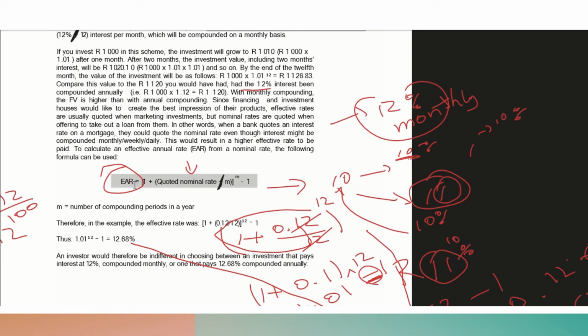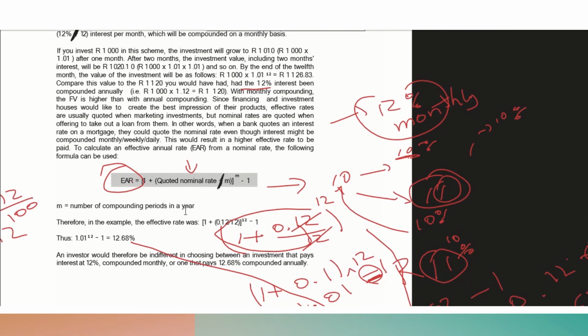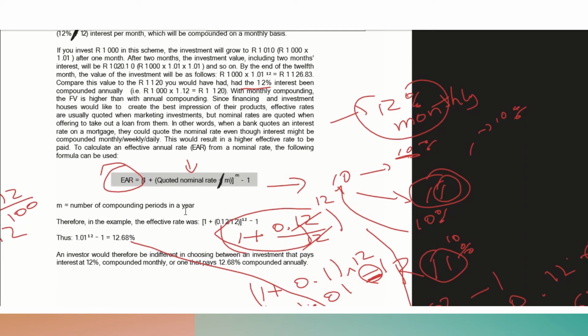So the formula, you're looking at the effective annual rate equal to 1 plus the quoted nominal rate. So the bank quotes you a rate, we call it the quoted nominal rate, in brackets, the quoted nominal rate divided by M, and M is the number of compounding periods in a year. So if they are quoting you a nominal rate of 12%, but that is compounded monthly, monthly means that you're going to have 12 periods in that year.